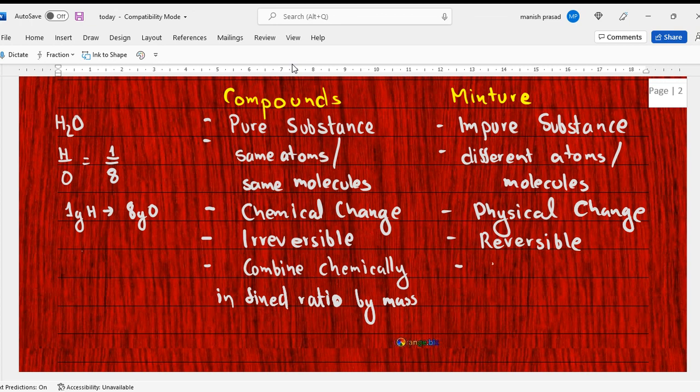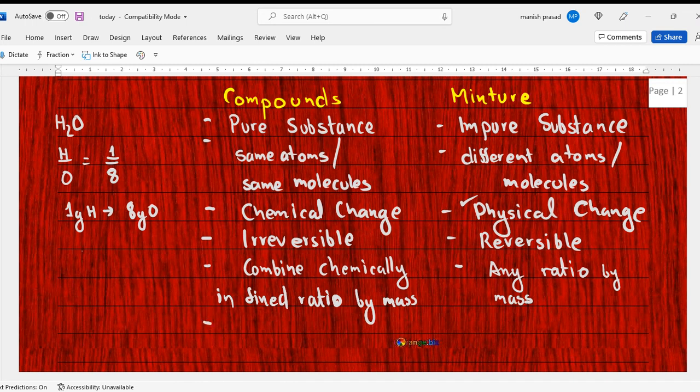Combined physically? Yes, we have written that physical change. It can combine physically in a not fixed ratio. Everybody takes salt and sugar according to their liking. Somebody may like tea without sugar, someone may like only half a spoon of sugar, someone may like 2 spoons of sugar in their tea. But all of them are mixtures, okay? So they can be in any ratio by mass. And yes, they are physically combined together.